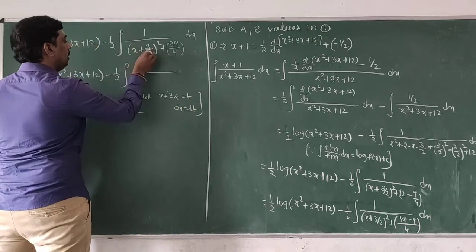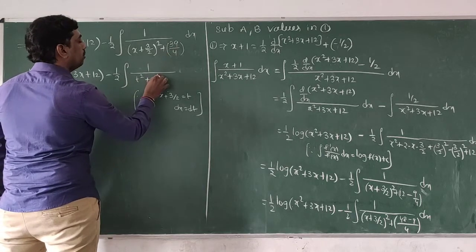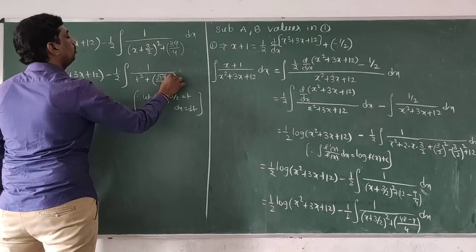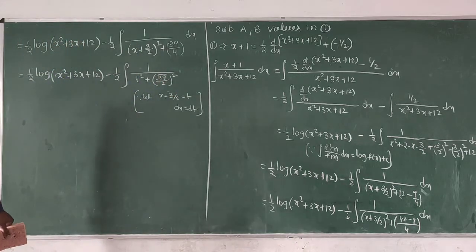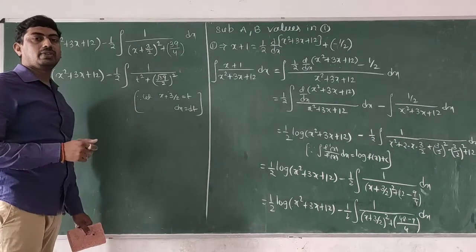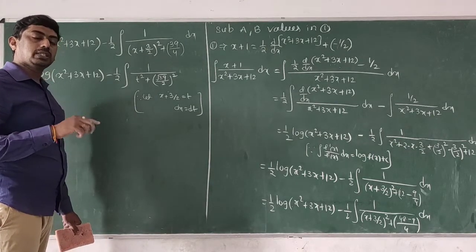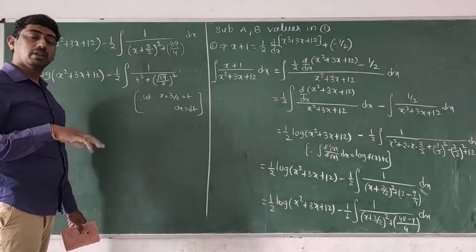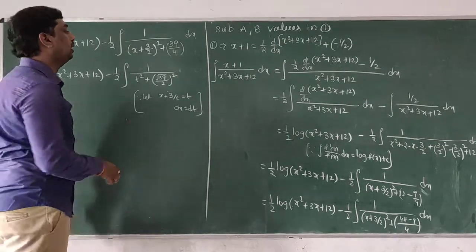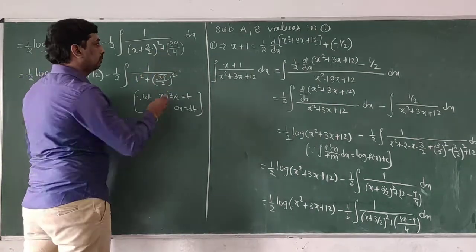In t square plus 39 by 4, the 39 by 4 can be written as root 39 by 2 whole square. Why are we writing it like this? Because we have the formulas only for a square: integration of 1 by x square plus a square, 1 by x square minus a square, root of x square minus a square, root of x square plus a square, like that. That's why we need to transform the constant term into some value whole square.